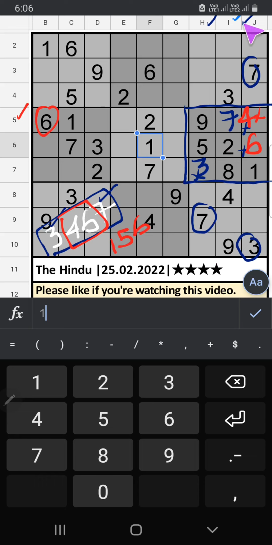Column I, 3 numbers are remaining, 1, 5, 6. 2nd row and 3rd row we have 6, so 6 can't come in these cells, 6 is confirmed here. Then only 2 numbers are remaining, 1 and 5. 2nd row we have 1, so 1 can't come in this cell, then 1 is confirmed here, then 5 is here.